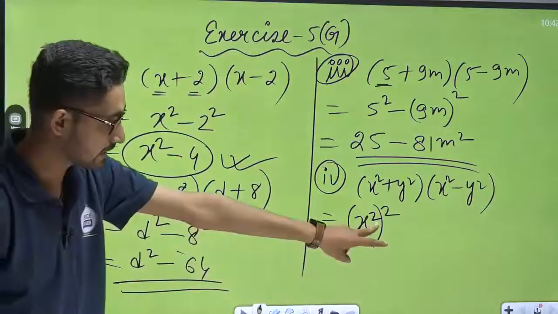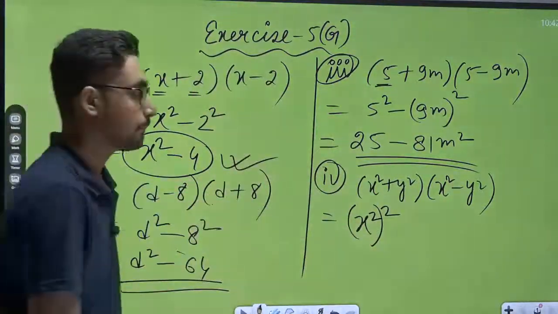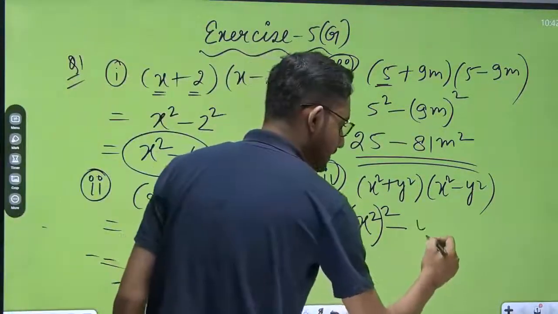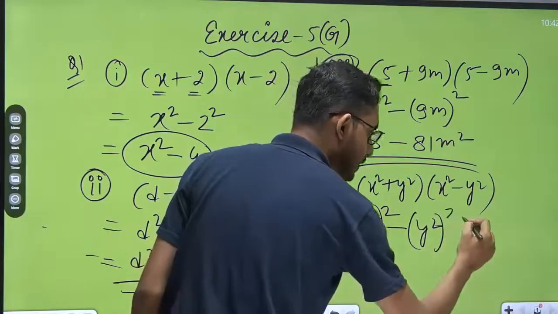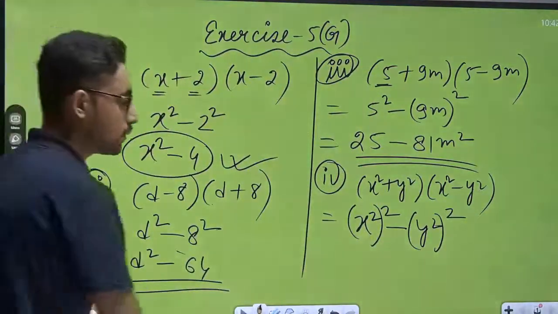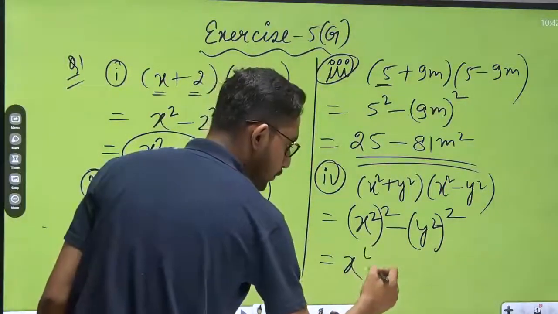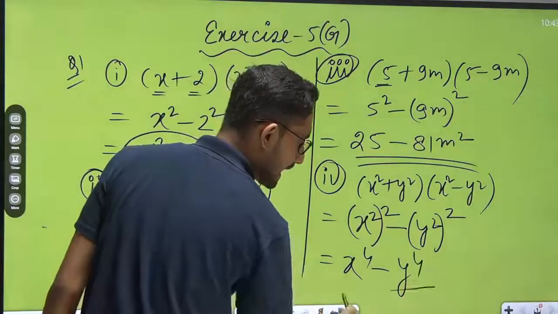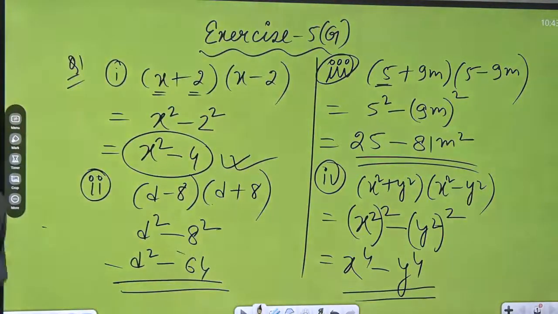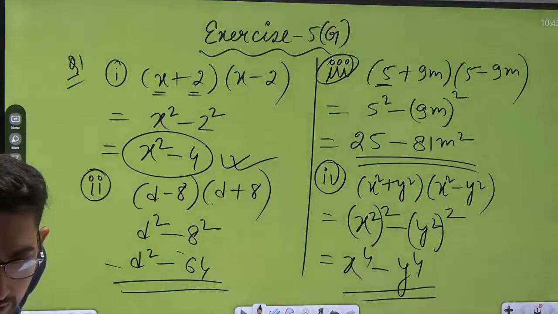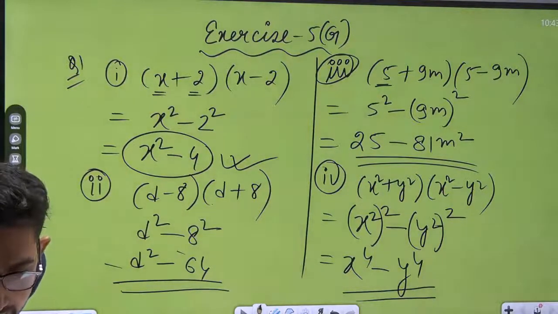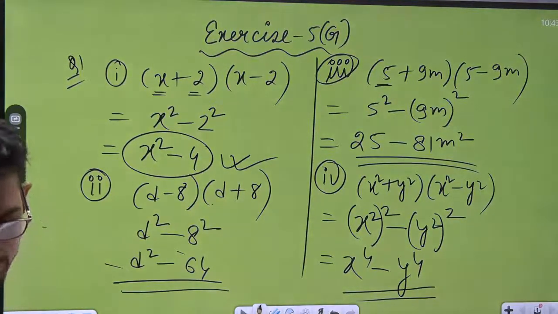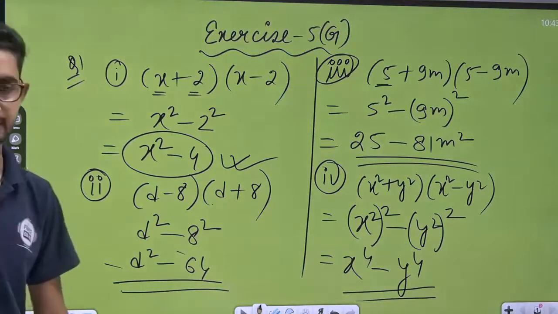Correct? Now write down a square. A square means x square whole square. Try to understand. X square whole square. This is a square minus b square. So here b is equal to y square. Write down this is b, and again whole square. Now x to the power 4, because 2 twos are 4, minus y to the power 4. That is your complete answer. Yes, we can say the answer is x to the power 4 minus y to the power 4, and that is your complete correct answer.